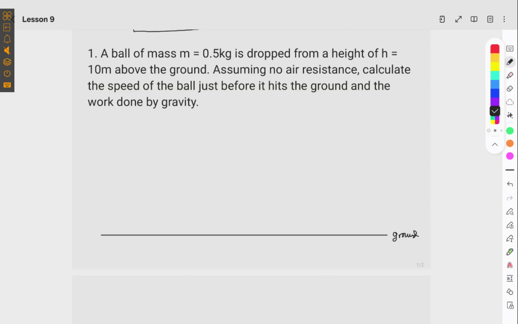A ball of mass, so let's call this a ball, this big ball over here. The mass is 0.5 kilogram, dropped from the height of 10 meter. Okay, so suppose this is your scenario. Assuming there is no air resistance, we want to calculate the speed of the ball just before it hits the ground and the work done by the gravity. How do you calculate the speed?